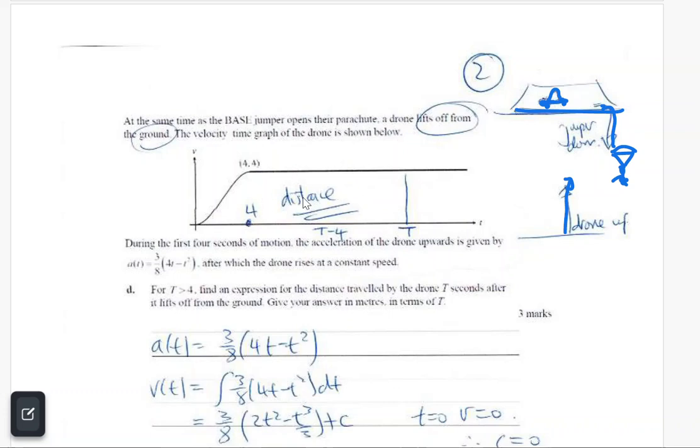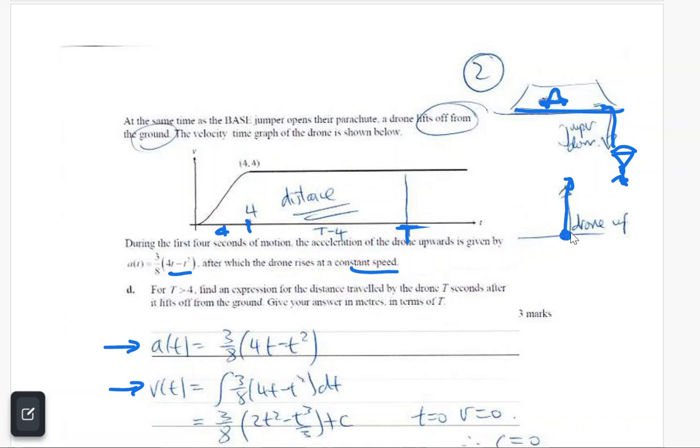So the area under this curve will be the distance. And during the first 4 seconds of the motion, this is the acceleration, and then it gets to a constant speed of 4. So if it travels for a time of capital T, then that's 4, and this is T minus 4. So I can move from acceleration to velocity by taking the antiderivative.